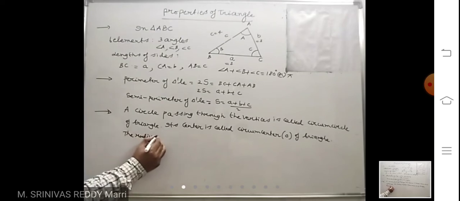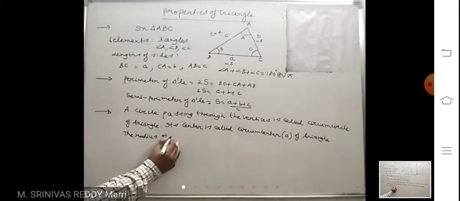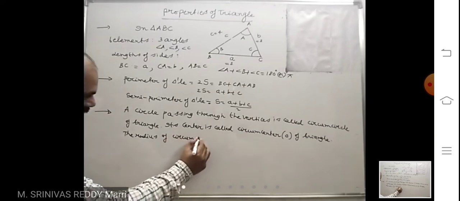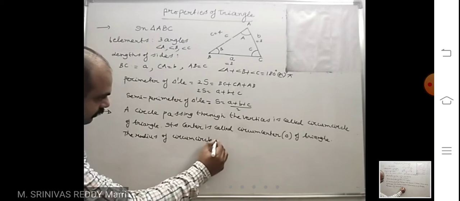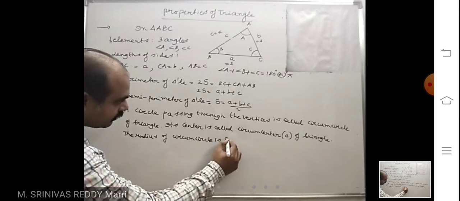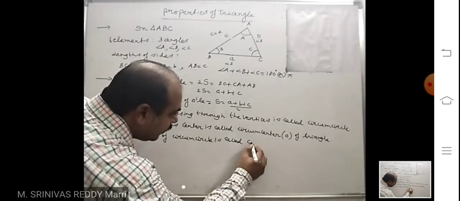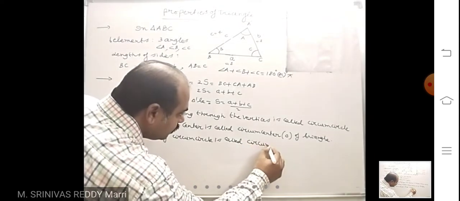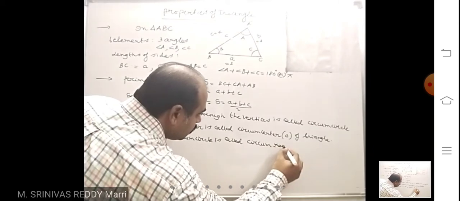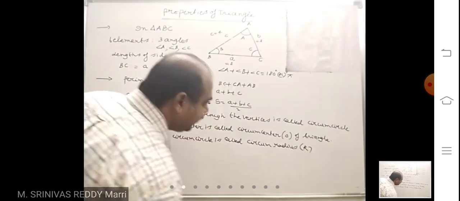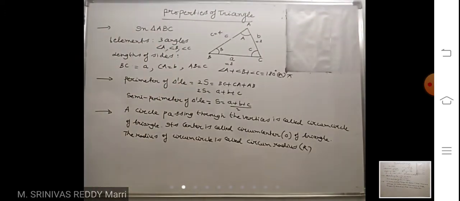The radius of the circumcircle is called the circumradius. Circumradius is denoted by capital R.